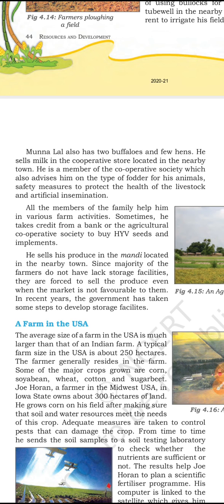Since the majority of the farmers lack storage facilities, they are forced to sell the produce even when the market is not favorable to them. In recent years, the government has taken some steps to develop storage facilities. This is case number 1.